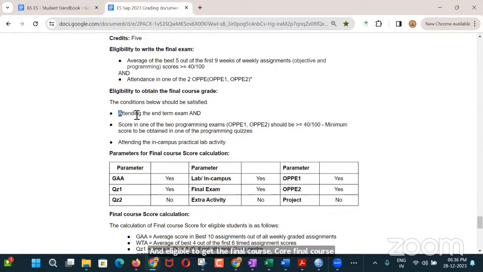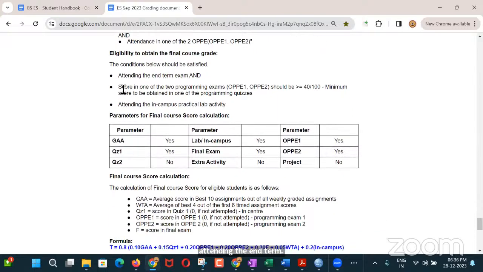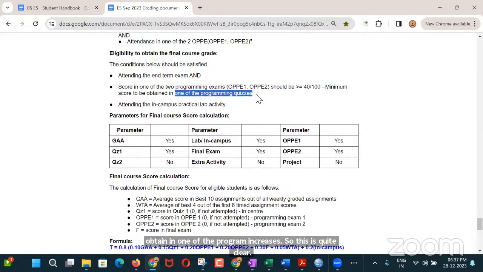So first is attending the end term exam. Second is score in one of the two programming exams, that is OPP 1 or 2, and it should be more than 40%. Okay, so this is the minimum score that you have to obtain in one of the programming quizzes. So this is quite clear. It says that in one of the programming quizzes. So I think this answers your question.